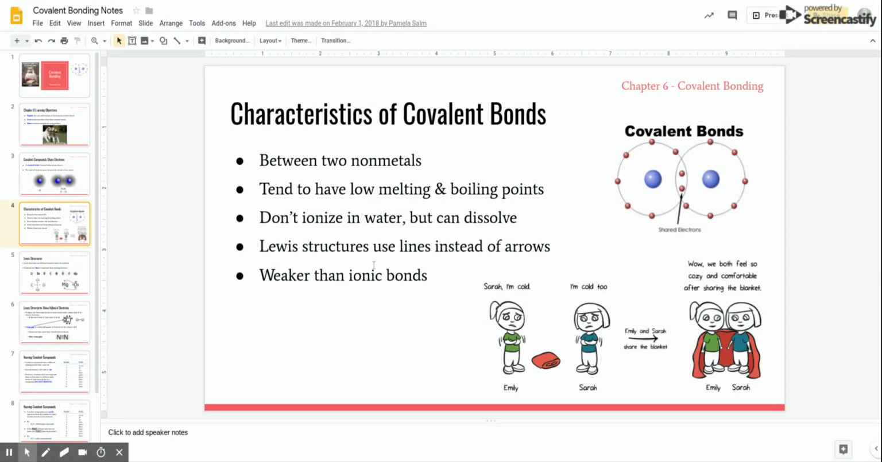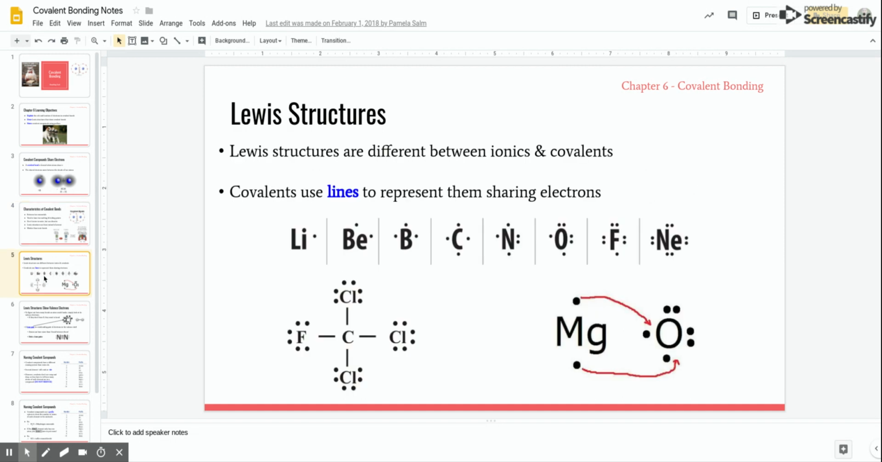Lewis dot structures will use lines instead of arrows, which we'll be discussing. Remember, we drew arrows to show our ionic bonds, and covalent bonds are much weaker than ionic bonds. Ionic bonds are very, very strong. So Lewis dot structures in this case are going to be different between the ionics and the covalents. Covalents are going to use those lines like we said. Looking here, the one in the bottom right-hand corner is between a metal and a non-metal. This is ionic. But right here, this is a bond that is covalent.